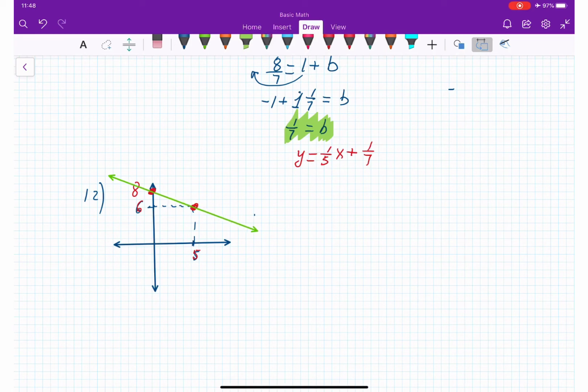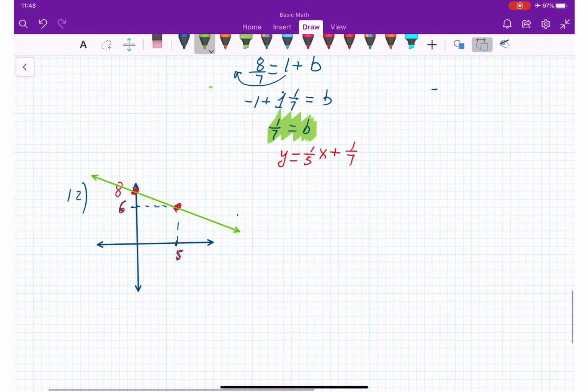There we go. All right, so the graph is given like this, and we need to find our points on this graph and figure out how the equation will look like. All right, let's start working. So first point we see is what? 0 and 8. And second point we see on the graph is 5 and 6. X is 5, Y is 6.